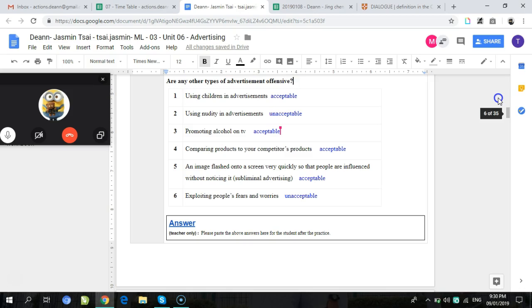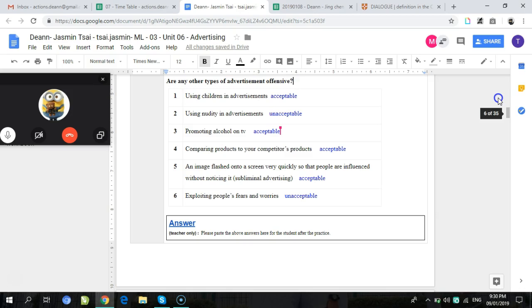Number six: an image flashed onto a screen very quickly so that people are influenced without noticing it, exploiting people's fears and worries. Actually, I did not remember any of this. I think this is unacceptable for me, but it has a subliminal message.